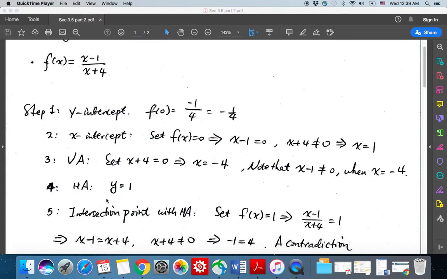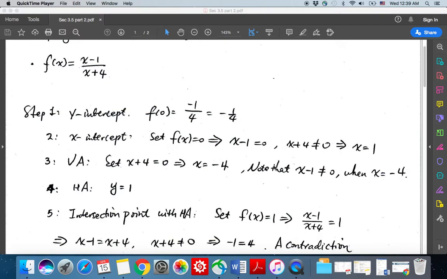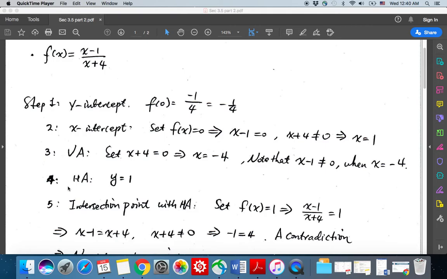Next, we're going to determine the asymptotes. Let's start with the vertical asymptote by setting the denominator equal to 0. That's going to give us the equation of the vertical asymptote: x equals -4. When x equals -4, the numerator doesn't equal 0, so we don't have to worry about any holes. The next step, we're going to determine the horizontal asymptote. Because the numerator and denominator are of the same degree, the horizontal asymptote is y equals the ratio of the leading coefficients of the numerator and denominator. In this case, it is y equals 1.